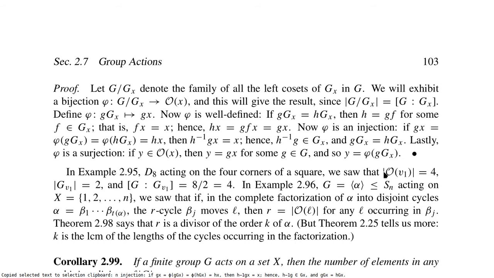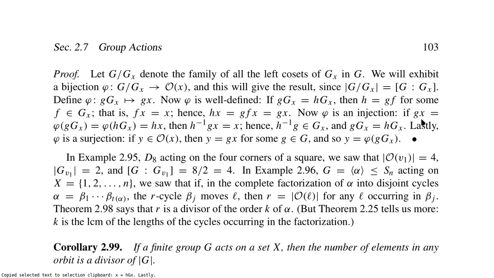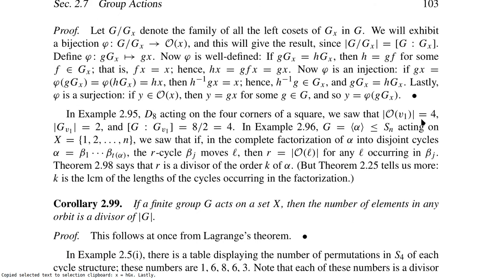Now for surjectivity, you take an element in the orbit, then it can be written as some g times x, right? And as we know, gx can be written as just the image of the coset generated by g. So y is equal to phi of this coset. That means there's always something that you can map to y.